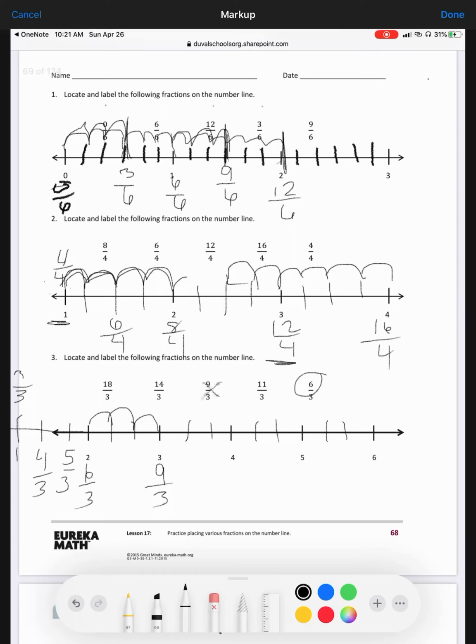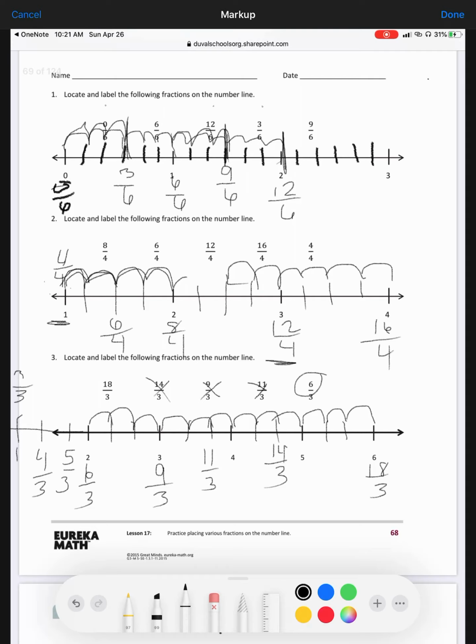We've done that one. Let's do 11/3 next. 9/3, 10/3, 11/3. 14/3. So we're at 11/3 here, 12/3, 13/3, 14/3. And then we're going to be doing 18/3. 14/3, 15/3, 16/3, 17/3, 18/3.